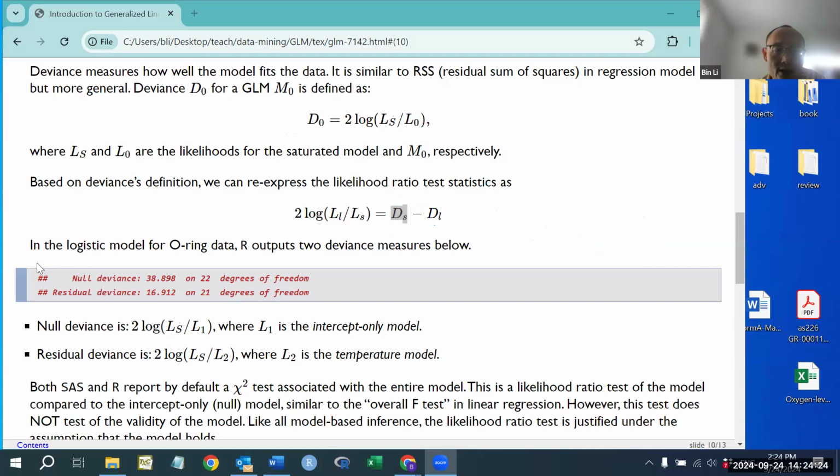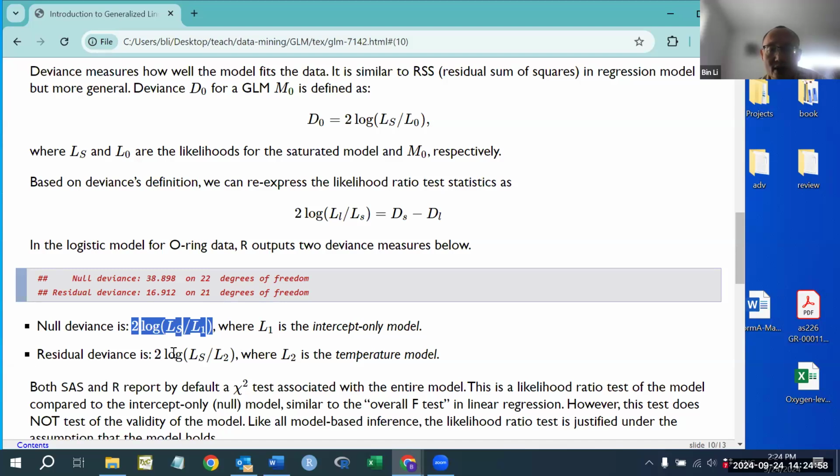And here in this example, you can see the null model is this one, and the residual deviance is this one. So what is the null model? What is the null deviance? Null deviance is the saturated model over the intercept only. So it is the deviance between the saturated model and the intercept only model, okay?